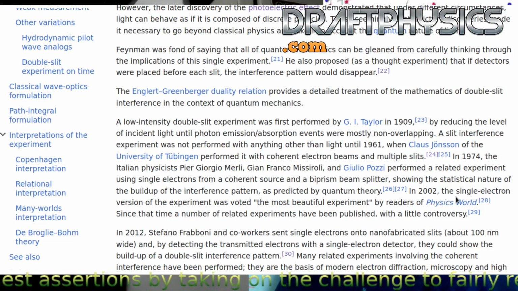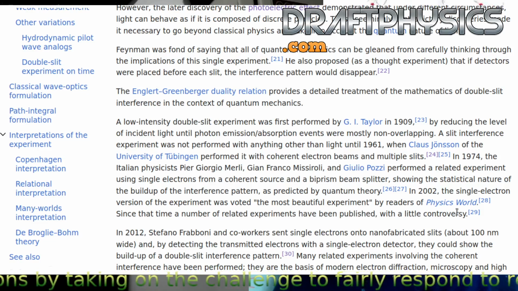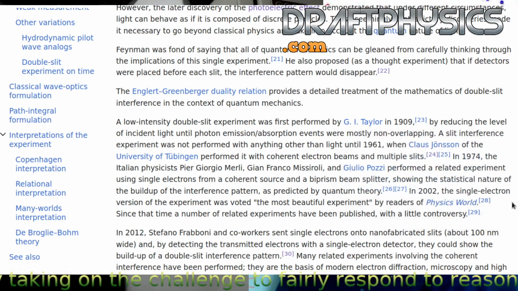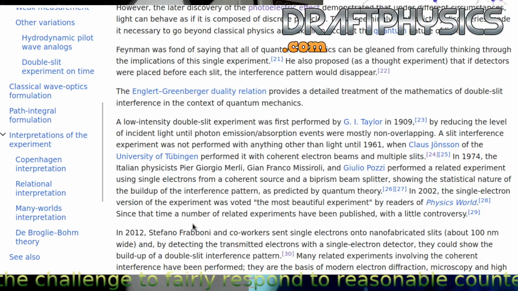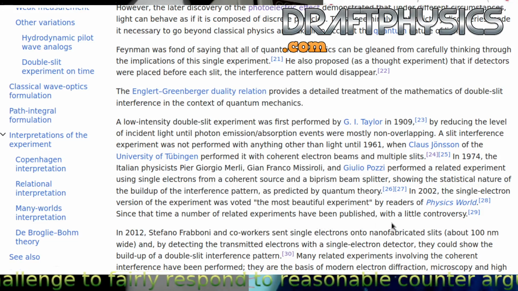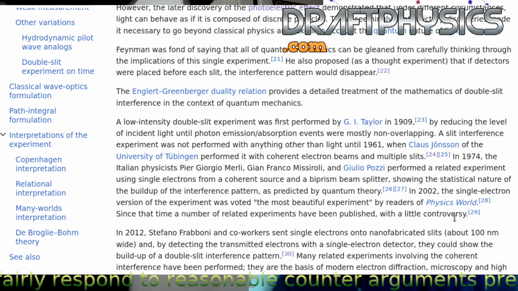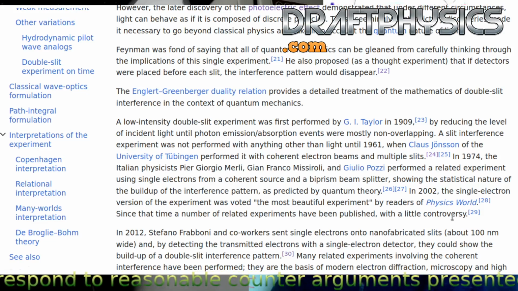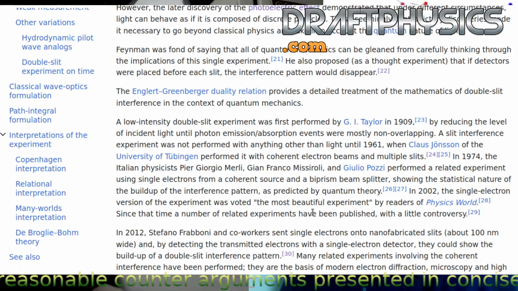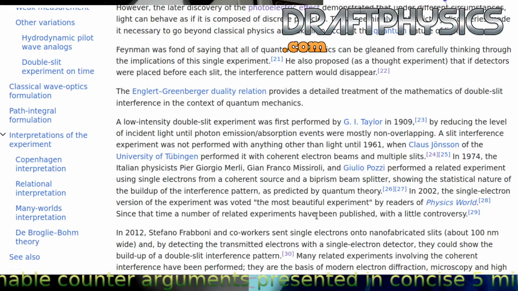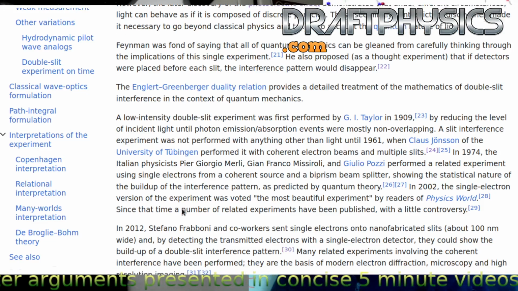In 2002, the single electron version of the experiment was voted the most beautiful experiment by readers of Physics World. Well, that says a lot about Physics World, doesn't it? I mean, come on. Just too silly. Since that time, a number of related experiments have been published with a little controversy. Whatever 'a little controversy' means. That means they shut up anybody who said, it's really not the same experiment, you really shouldn't call it that. It's really not the same phenomenon at all, because you have a whole different kind of instrumentality that's causing the effect through a whole different mechanism. I mean, it really is too silly.